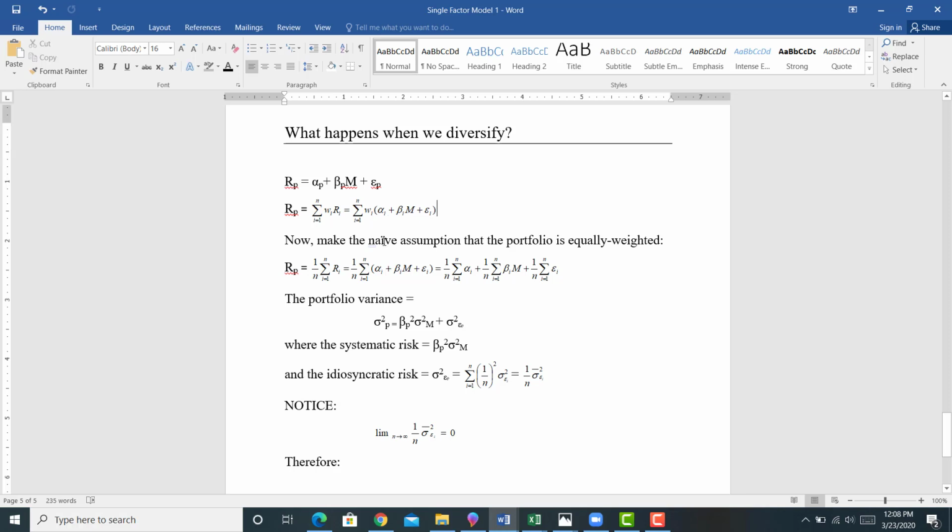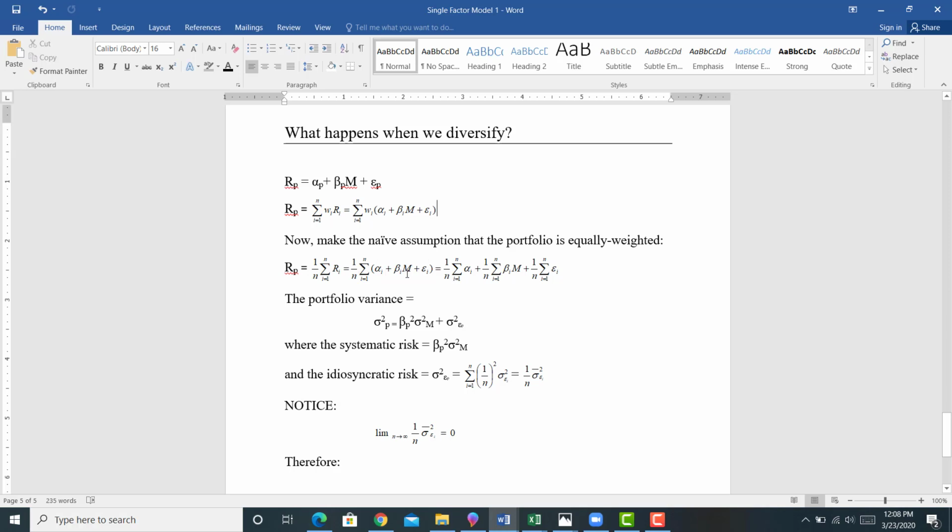Now, let's make the naive assumption that the portfolio is just equally weighted. So we have 10 assets in our portfolio. Here n equals 10, and each asset is weighted 10%. Asset 1, we have a weight of 10%. Asset 2, a weight of 10%, and so on. So watch what I'm going to do. If they're equally weighted, I'm just going to add up all of the returns of all 10 assets in the portfolio, and I'm going to divide by n, which is 10 here.